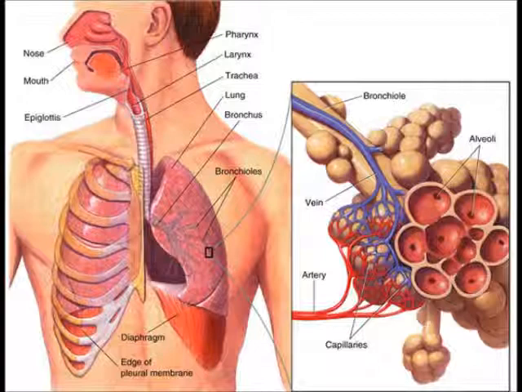Here you go. Beta 1, you have 1 heart. So a beta 1 drug affects the heart.